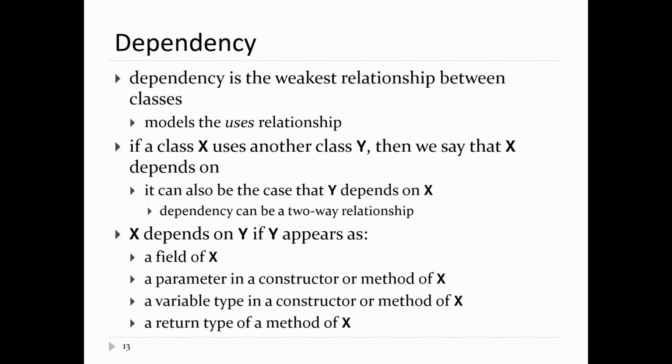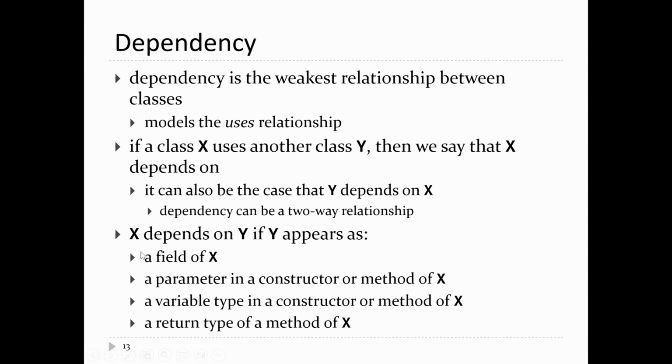Okay, so the relationship between two classes. Dependency is the weakest relationship that you can have between two classes. Dependency models what's called the uses relationship, so one class uses another class. If class X uses a class Y, then we say X depends on Y. Similarly, it might also be the case that Y depends on X, so dependency can be a two-way relationship, where you'd have two classes that depend on one another. How do you know if two classes depend on one another? Well, one class uses the other class.